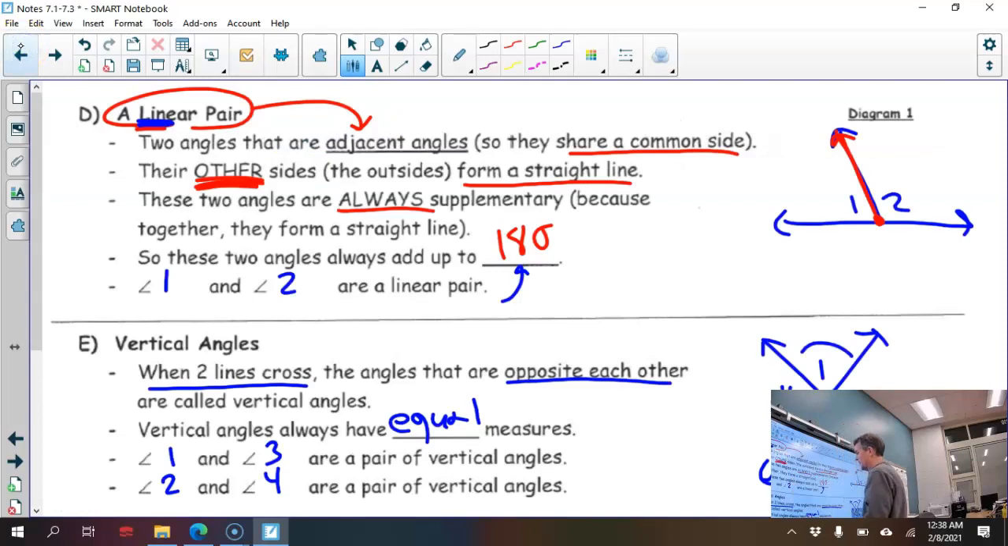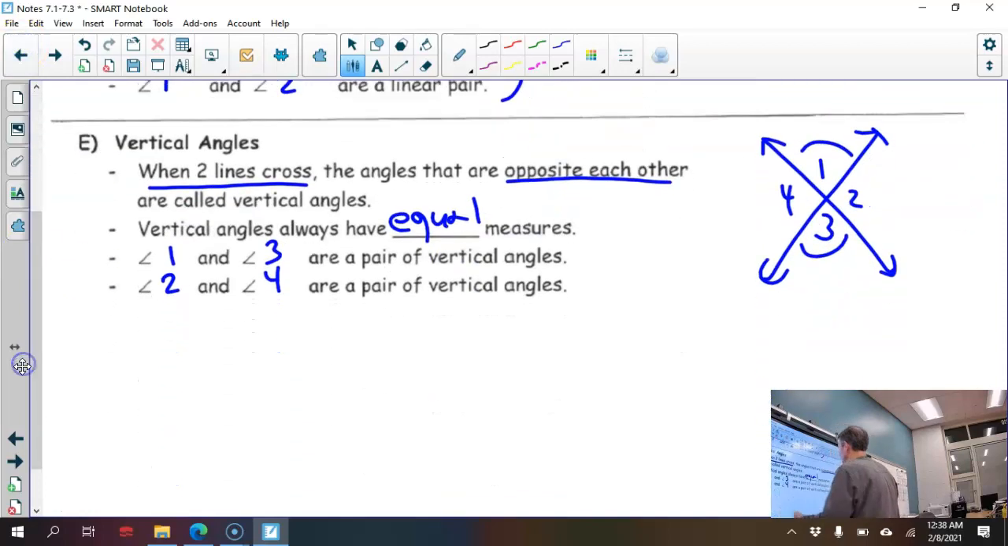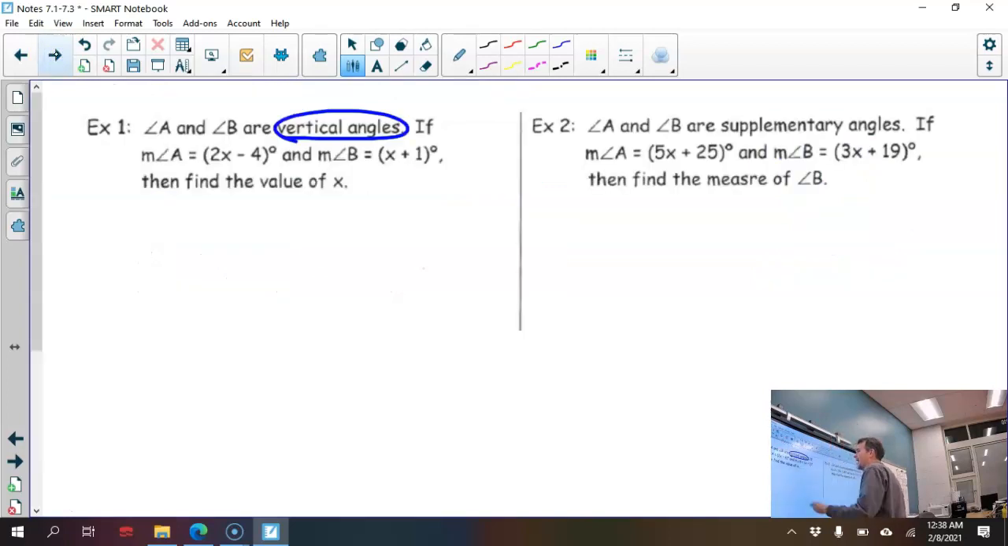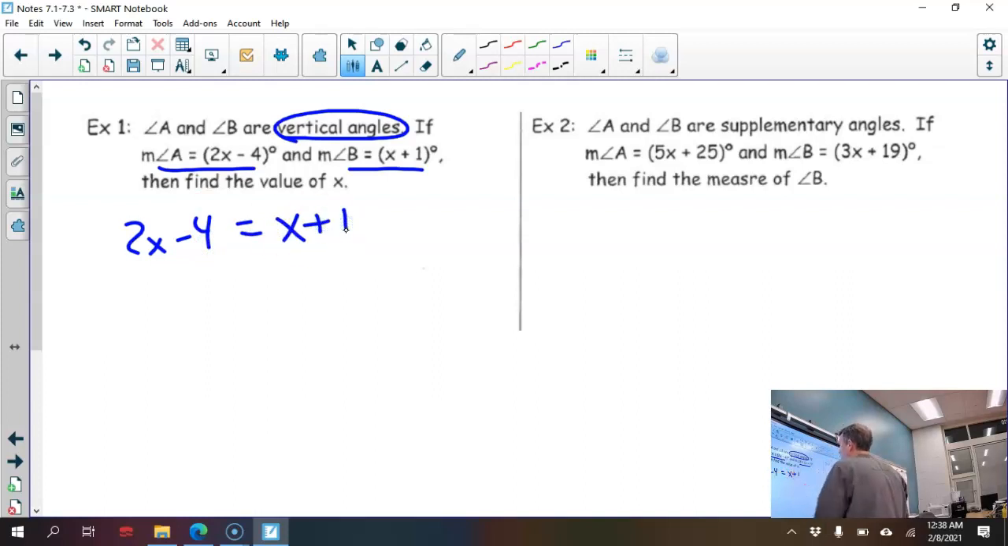Well, I just learned that vertical angles are equal to each other. So I know that if A and B are vertical angles, then A and B are equal. So 2x minus 4 must equal x plus 1. That's pretty easy to solve. X would equal 5. I have found the value of x.